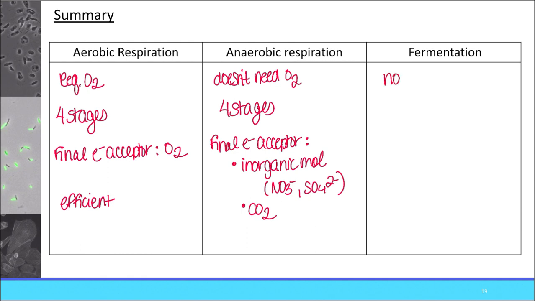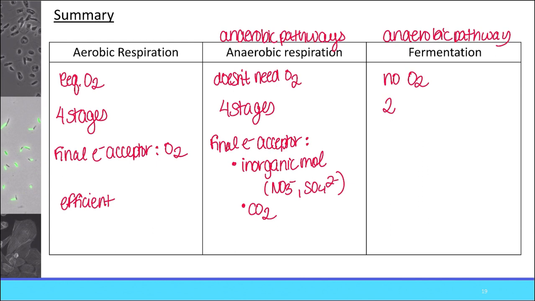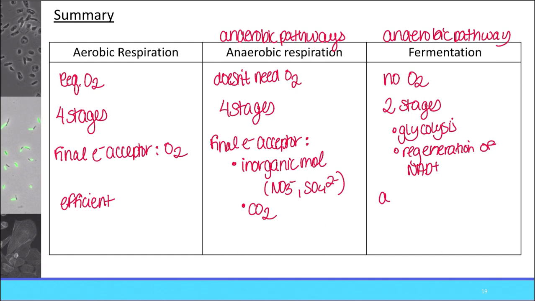For fermentation, again, there's no oxygen, so this is an anaerobic pathway. Both anaerobic respiration and fermentation are anaerobic pathways, so they're completed in the absence of oxygen. Unlike aerobic and anaerobic respiration, fermentation has 2 stages. It has glycolysis and the regeneration of NAD+, and there are different electron acceptors.